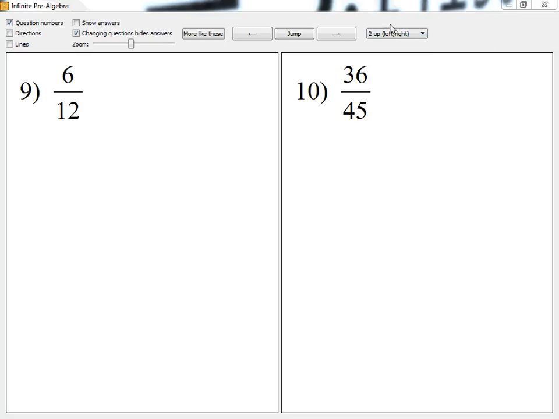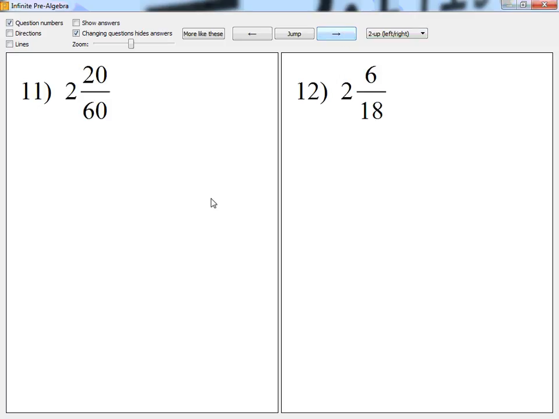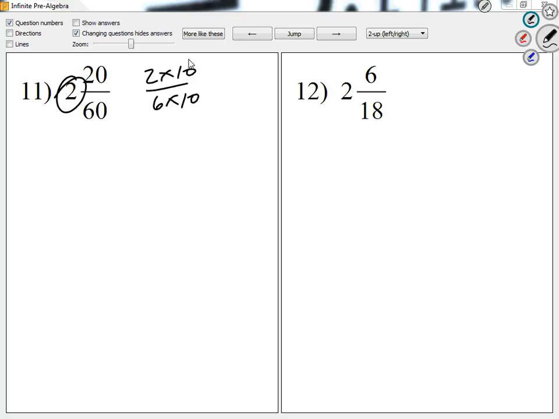Alright, looking at number 11, I just added a number in front of it. We call that a mix, because there's a whole number and a fraction. Let me deal with the fraction for right now, because we'll deal with the whole number later. Give me two numbers that multiply equals 20. 2 times 10. What about 60? 6 times 10. So we cancel out the tens. We have 2 over 6.